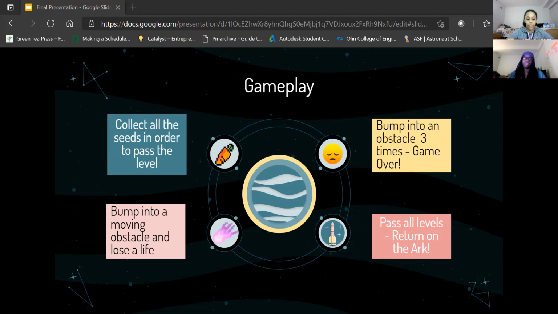This is the gameplay overview. Players must collect all seeds in order to pass the level. If they bump into a moving obstacle, the player loses a life. If the user bumps into the obstacle 3 times, it's game over. And if the player is able to pass all levels in the game, they are able to return to the Ark.